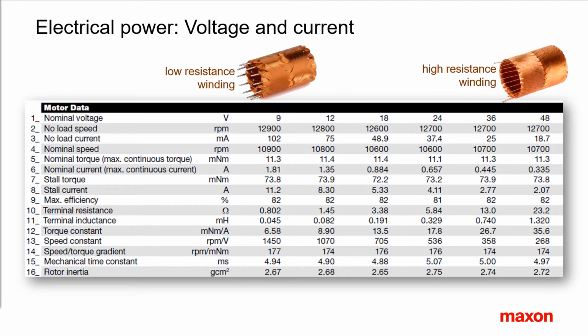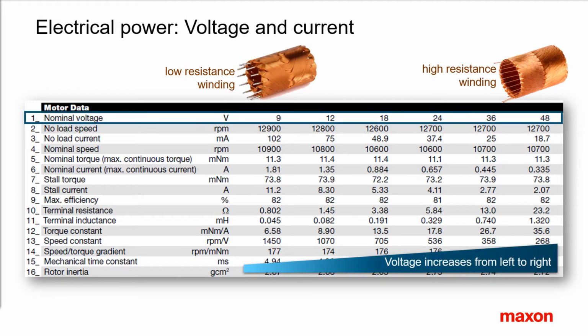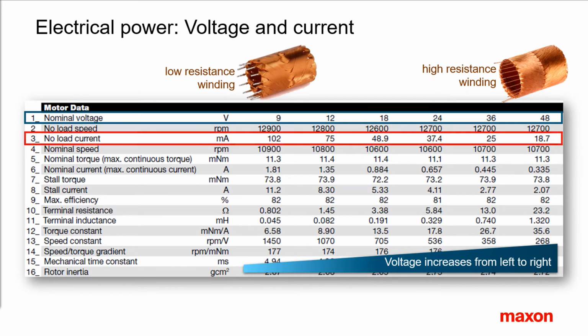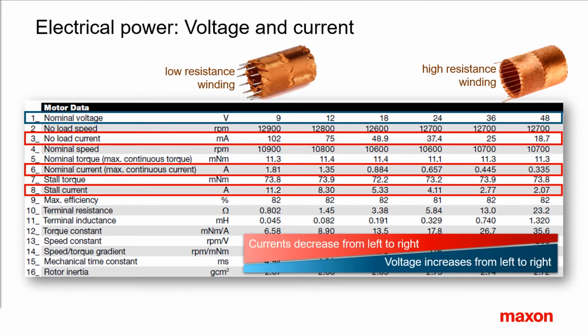Let's now turn to the electrical side. How do voltage and current vary over the winding series? The assigned nominal voltage increases with increasing winding resistance. All the current values are highest for the low resistance winding. This means for the same torque to be generated, a low resistance winding needs more current. The same power can be obtained with a low resistance winding at low voltage and high current, or with a high resistance winding at higher voltage but lower current.